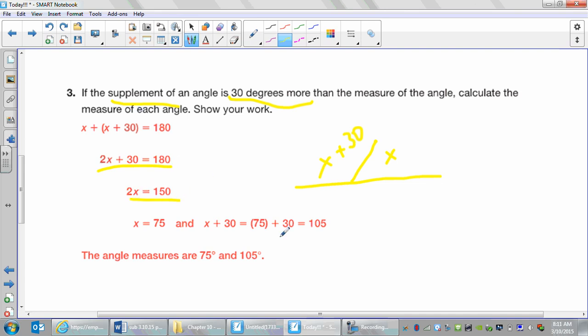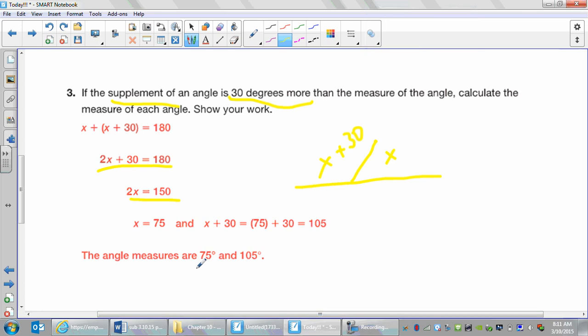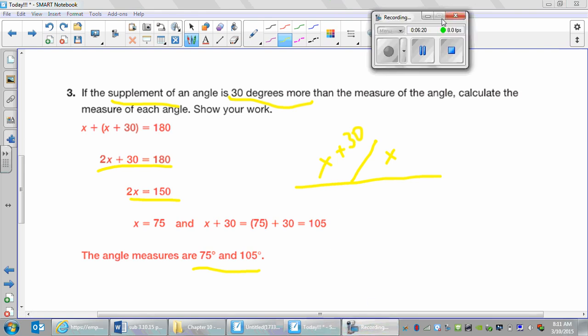And don't forget, it wants the measure of each angle. So when you get x is 75, you will have to plug in. So make sure as your answer here, we have both 75 and 105, because 75 plus 30 is 105. All right, let's get started on the next page.